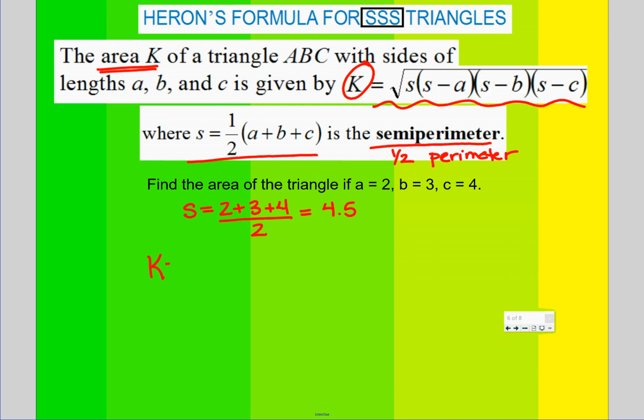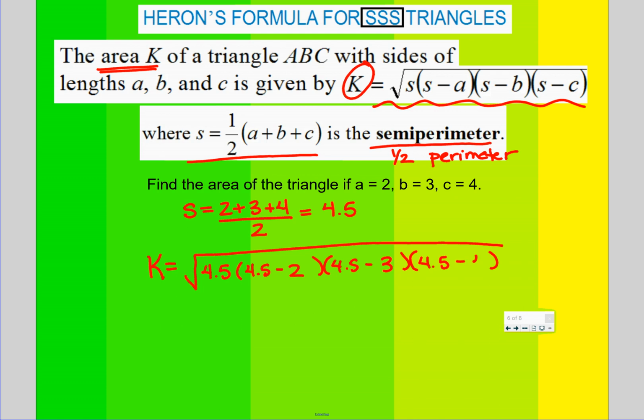So then your area is going to be S, 4.5. And then your 3 parentheses are going to be S minus a side length. And it doesn't matter what order you use them in. So 4.5 minus 2, 4.5 minus 3, 4.5 minus 4. And you just type the whole thing in your calculator all at once. And you will get about 2.9. We don't have a unit here, so I'll just say units squared.